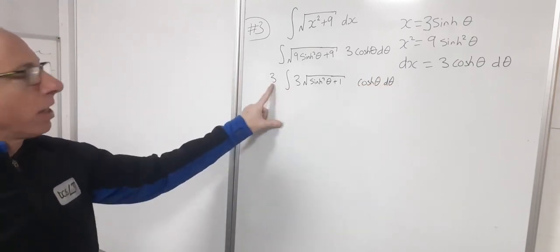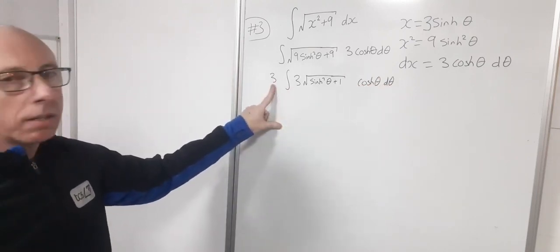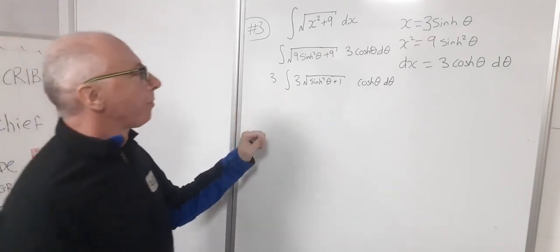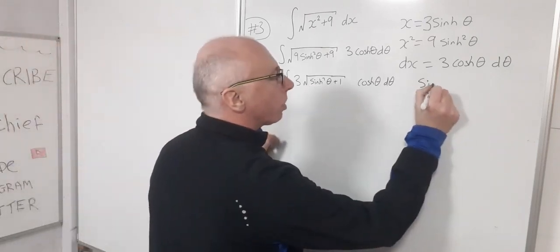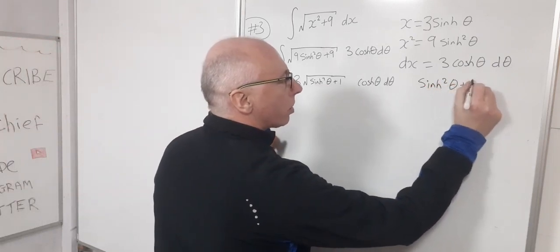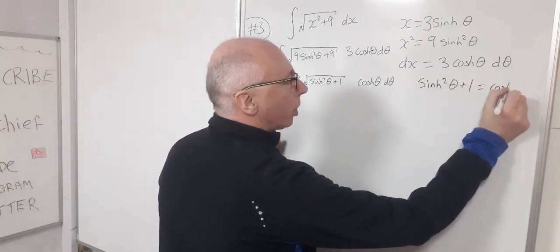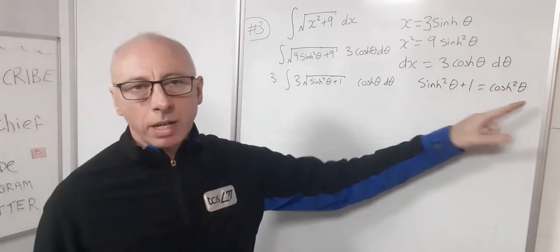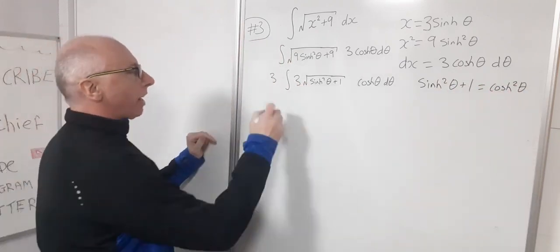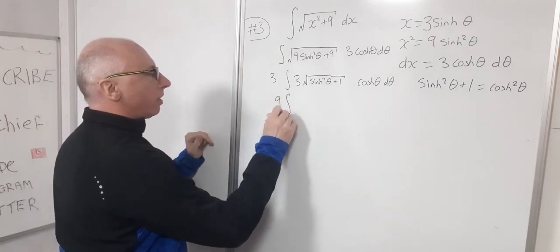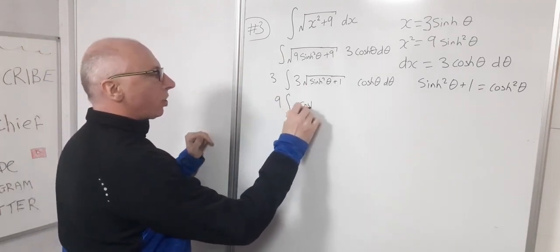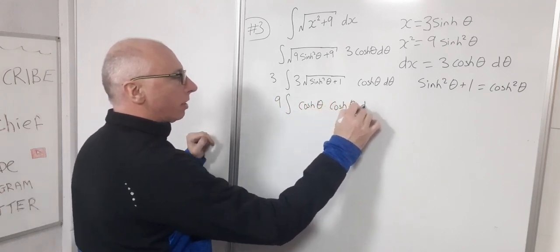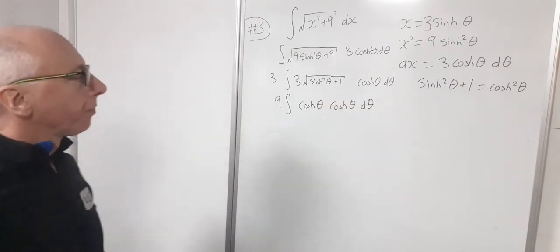Okay. Now the 3, we can see we can bring that out the front as well and multiply that 3 together. And then here we've got sinh squared theta plus 1. Well, there's an identity we can use with that. Sinh squared theta plus 1, that's just cosh squared theta. And then if I square root that, I'm just going to be left with cosh theta. So let's take care of that. So now I've got 9 times the integral of cosh theta times cosh theta d theta.